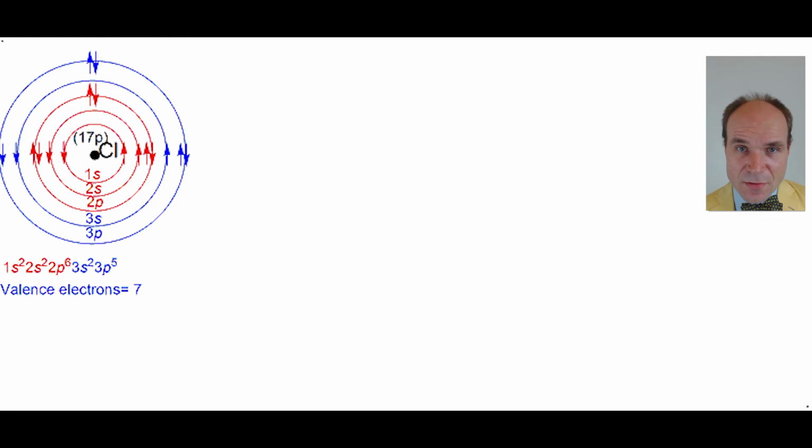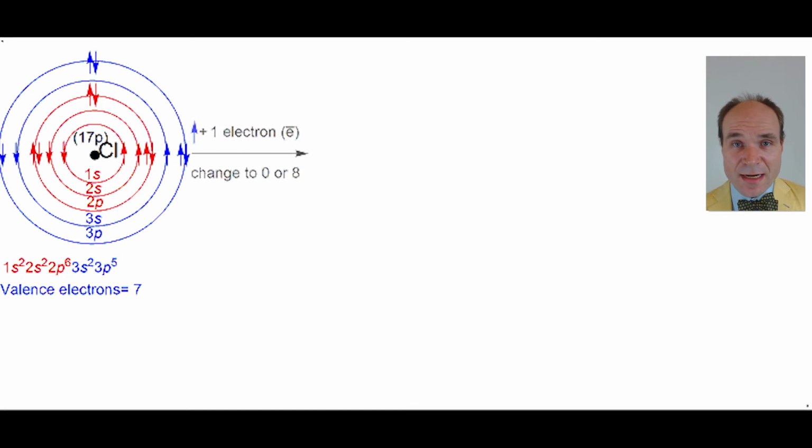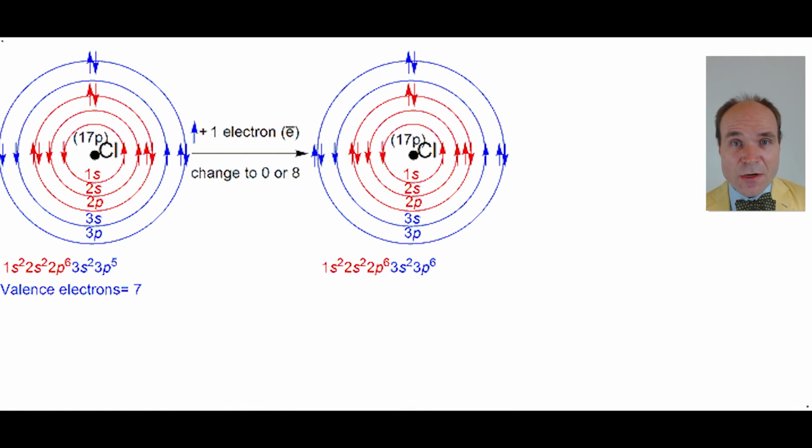So according to the octet rule, we have two choices available. We can either lose 7 electrons, or we can gain 1 electron to achieve a group 8 number of electrons. Now, we also know from the octet rule that we must go to the nearest group 8 element. And so it's easier, that's to say requires less energy, to gain 1 electron than it would be to lose 7. So chlorine would like to gain 1 electron. Now, if we count the number of electrons, we'll see we have the same number as we find in argon.